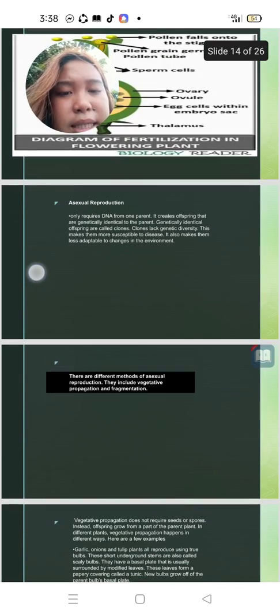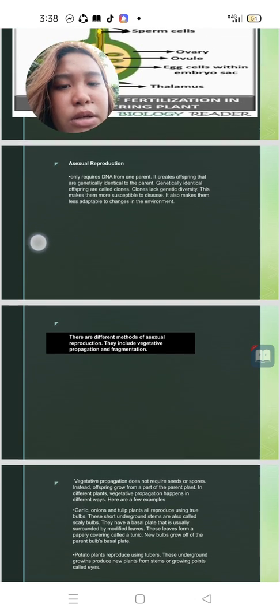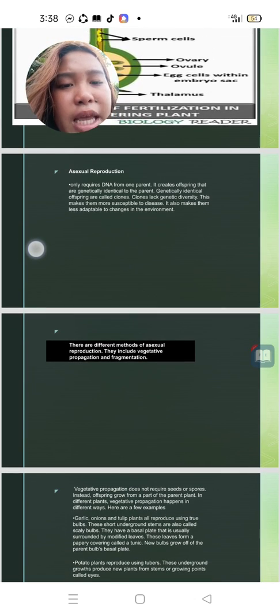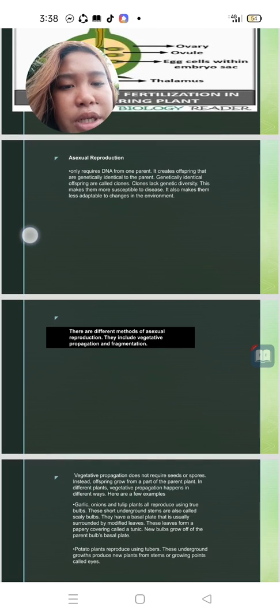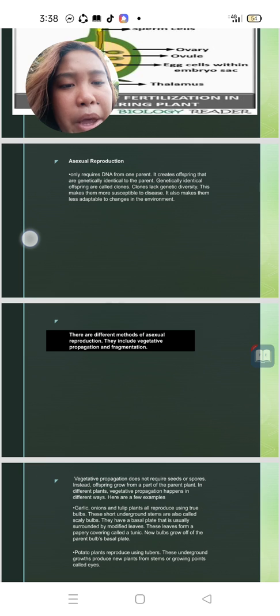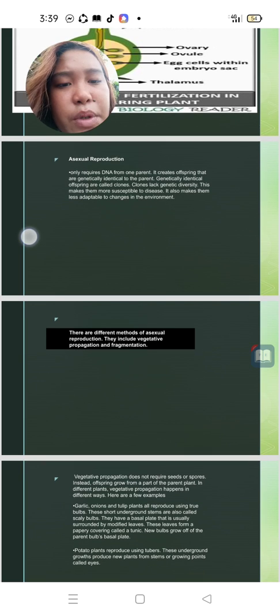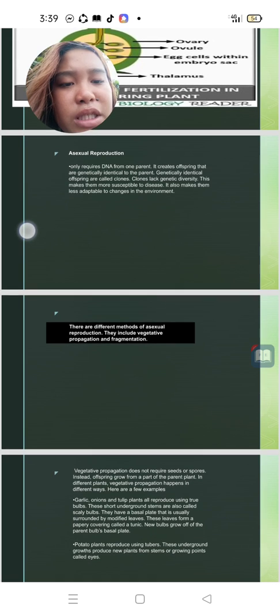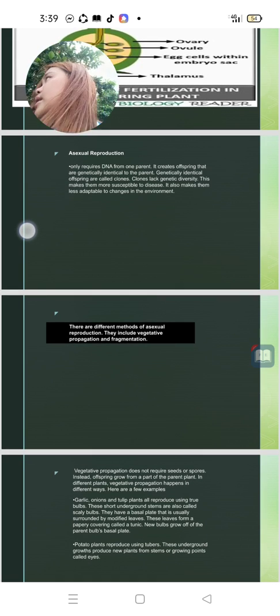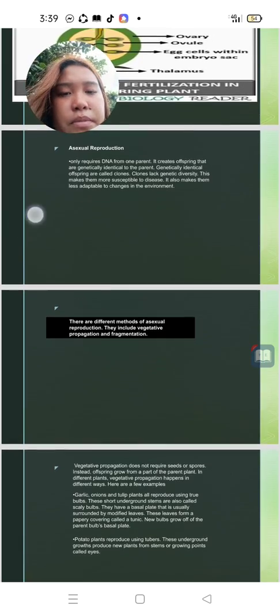So next is asexual reproduction. What is asexual reproduction? It only requires DNA from one parent. It creates offspring that are genetically identical to the parent. Genetically identical offspring are called clones. Clones lack genetic diversity. This makes them more susceptible to disease. It also makes them less adaptable to changes in the environment.